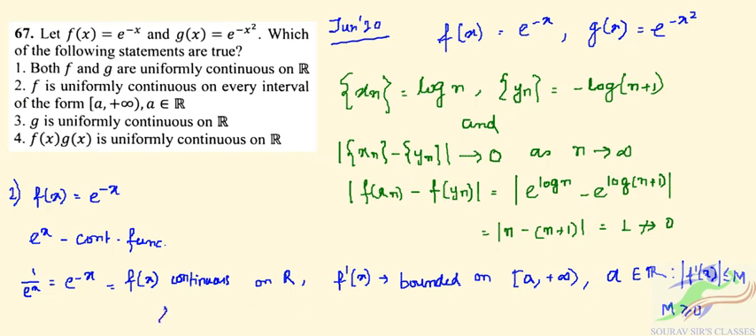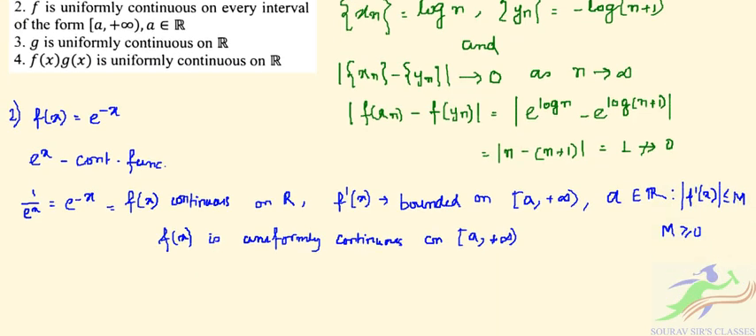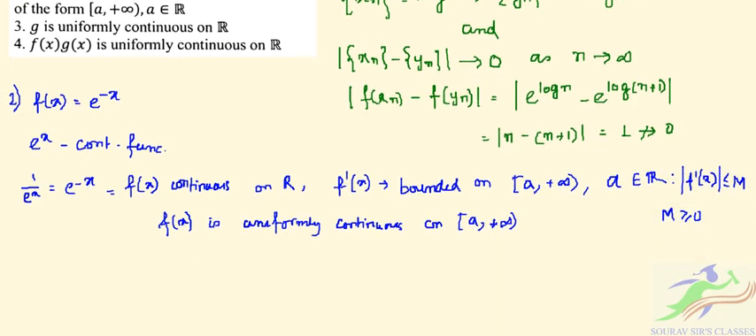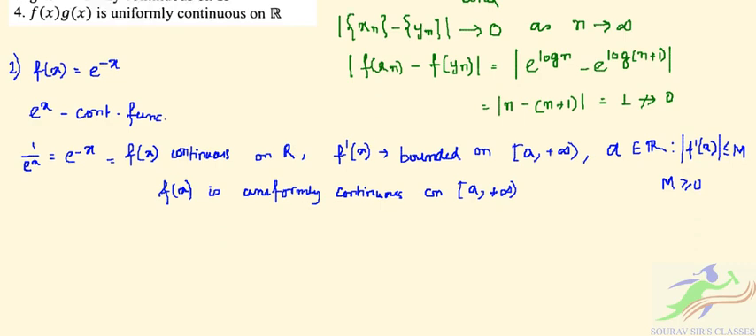So we can say that f(x) is uniformly continuous on the semi-closed interval [a, infinity). So option 2 is correct. Now check with option 3: g is uniformly continuous on R. Now we have to find this with g.